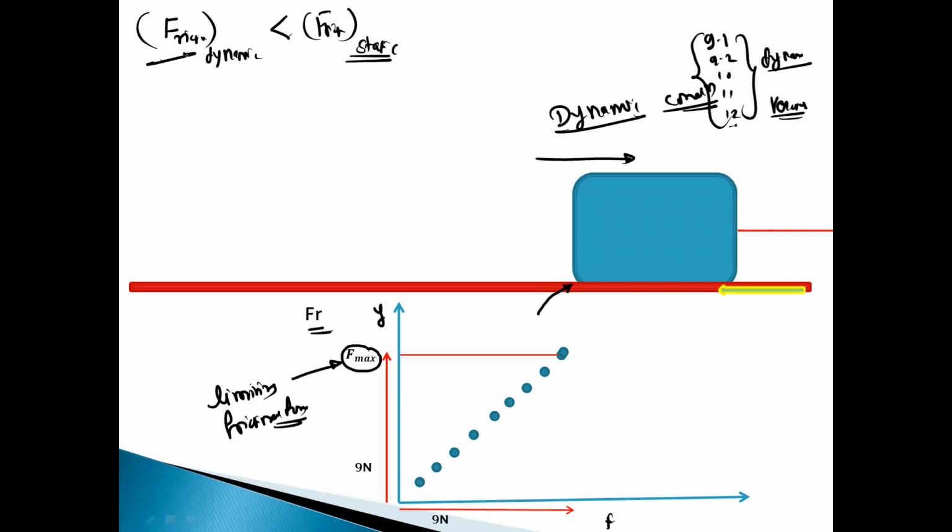This is called kinetic friction, and this is the static friction, so that you can observe on the graph. When the object is moving, there will be some friction. It doesn't mean that there is no friction. When the object is moving, friction will be there. But that friction value will be less than the limiting frictional force. So limiting frictional force means what? It is the maximum force in the static condition.